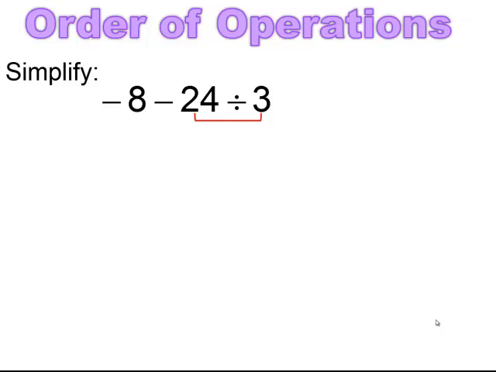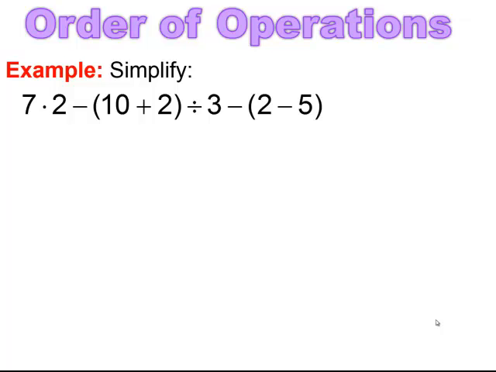So again, you have to do that division first. So I'm going to bring down that -8. When I do that division, I end up with a -8. And now I need to do the arithmetic with the subtraction, and it's same sign, so I add and keep the sign. My solution here is a -16.